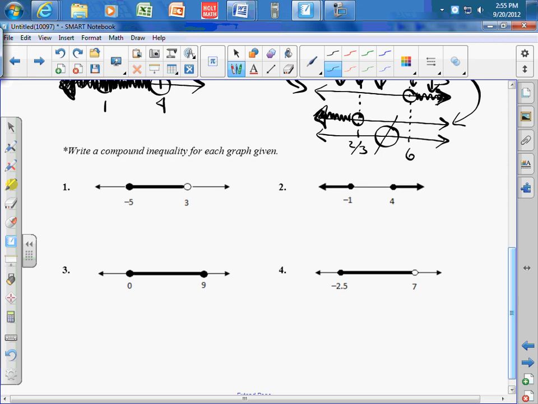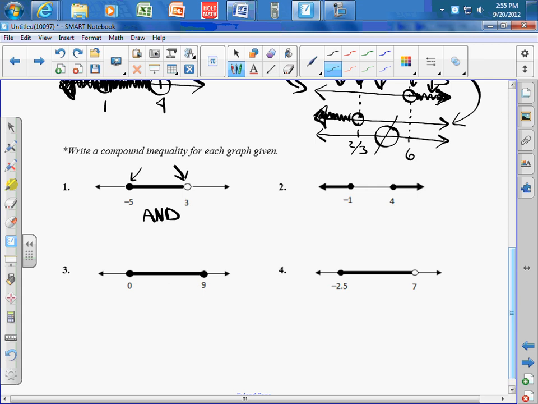In the last set of problems, we need to write compound inequalities for each of the graphs that are given. In number 1, you have a compound "and" here. How do you know? Because the shading is in between the 2 points. That's a good indication that we have a compound "and".